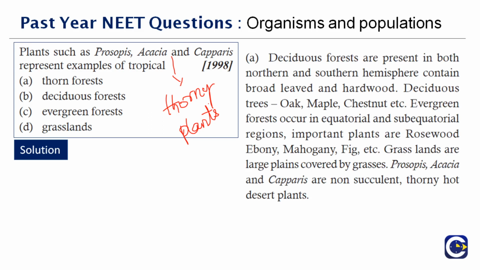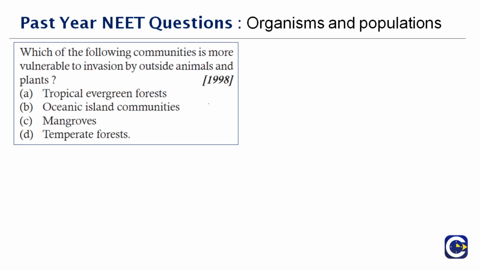Now, the grasslands are the large plains that are covered by grasses. They are non-succulent, thorny, hot desert plants. So, what do they represent? They represent the tropical thorn forest. Okay, next question here. Which of the following communities is more vulnerable to the invasion by outside animals and plants? Okay, you just have to use your logic.